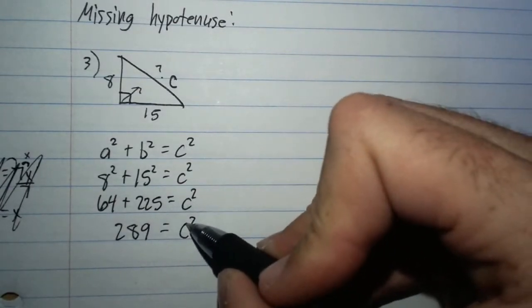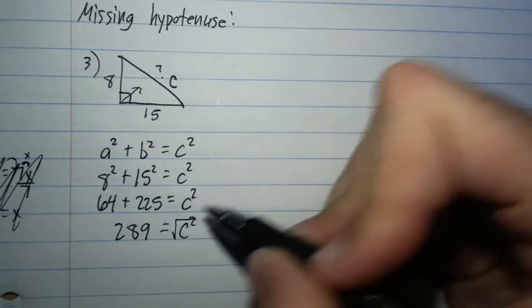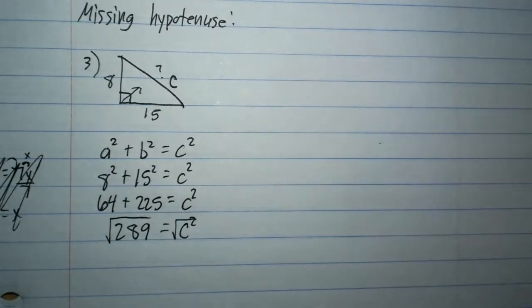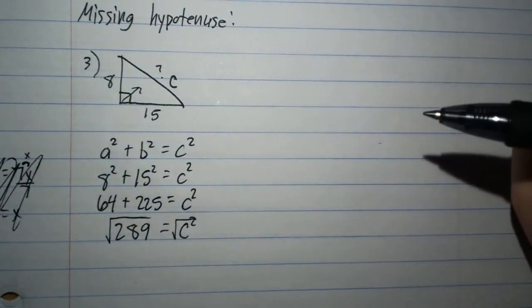So if we're squaring this, the opposite operation for that is called a square root. It's a little check mark box looking thing. It is a button on your calculator.